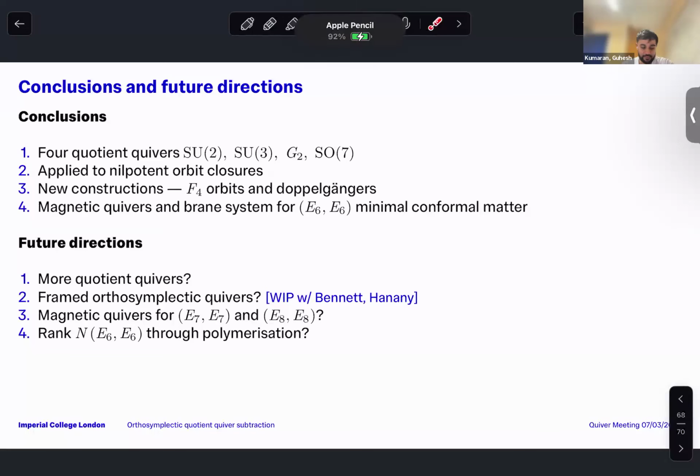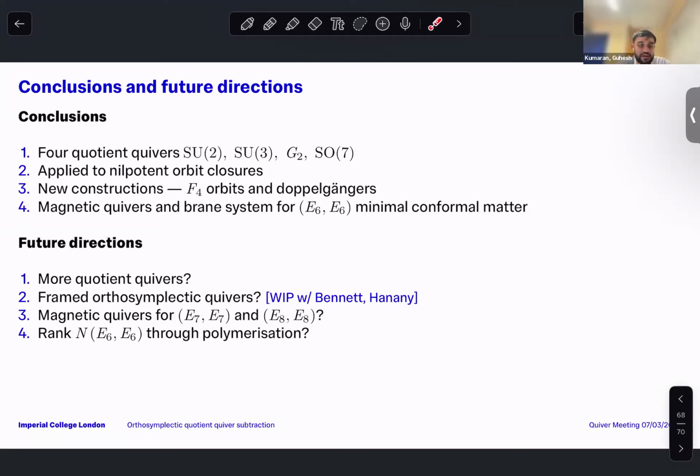So what we found were 4 quotient quivers for SU3, SU2, G2, SO7. We applied them to nilpotent orbit closures and found some new constructions for F4 orbits and some orthosymplectic doppelgangers, which we didn't have before. We then applied it very quickly, I have to admit, to 6-dimensional theories and found magnetic quivers and a brane system for E6 minimal conformal matter.